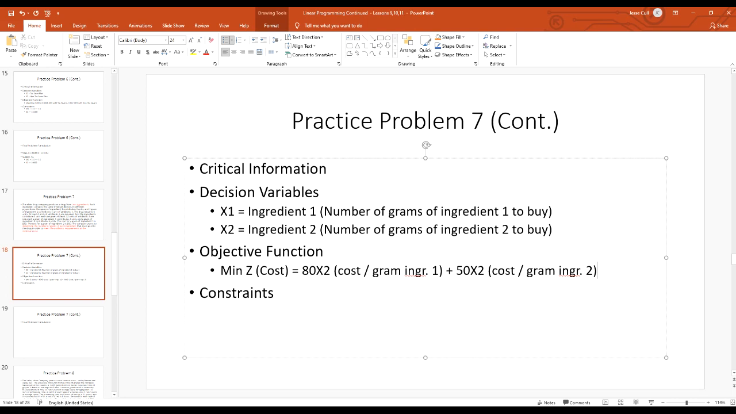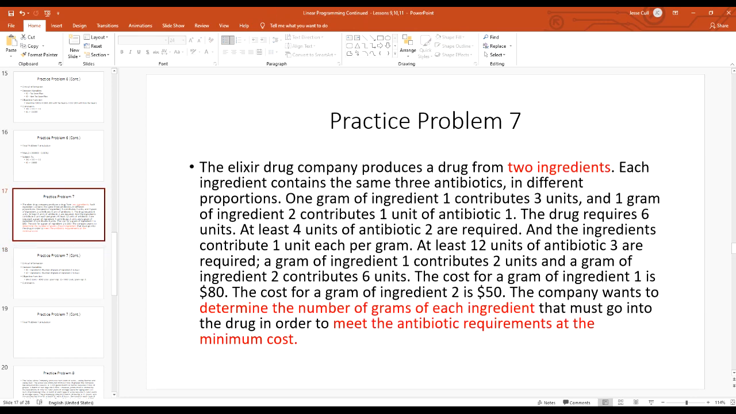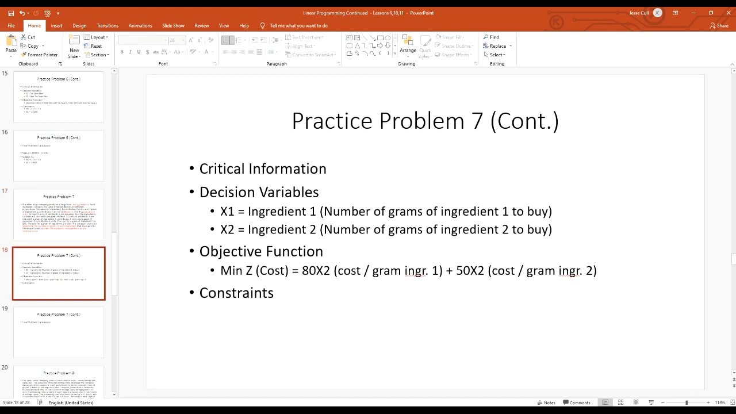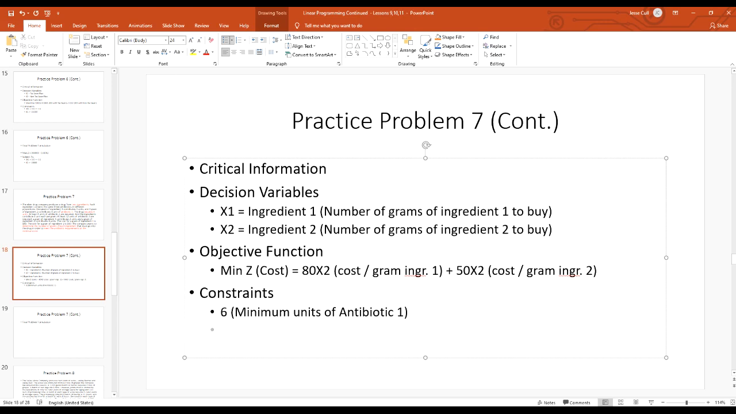Now we have to go in and look at our constraints in this situation. What are our limitations? What do we require? So 1 gram of ingredient 1 contributes 3 units. 1 gram of ingredient 2 contributes 1 unit. The drug requires 6 units of antibiotic 1. So we're going to go back to what we did last time, and we're going to change up how we do our constraints by starting with 6, and that's minimum units of antibiotic 1. That's our first constraint.